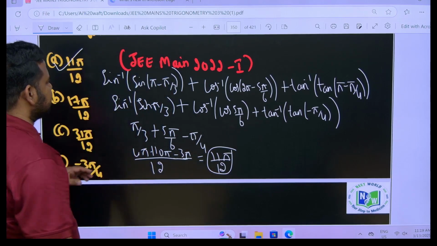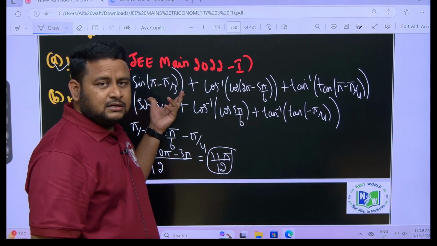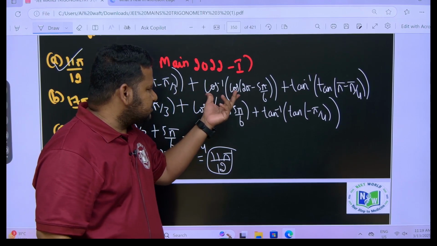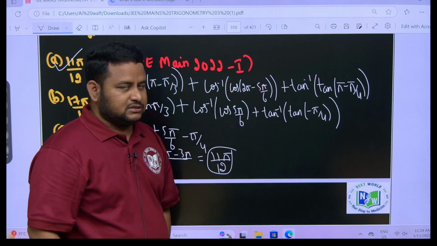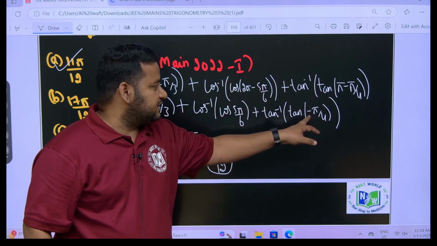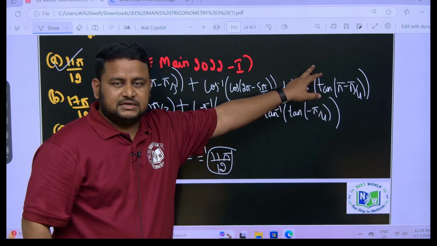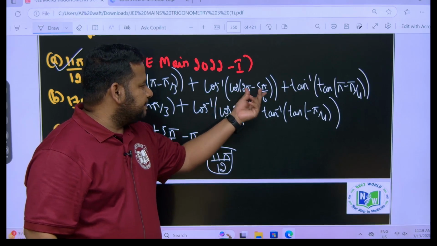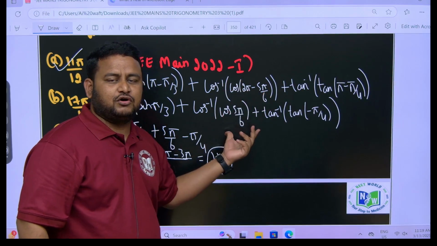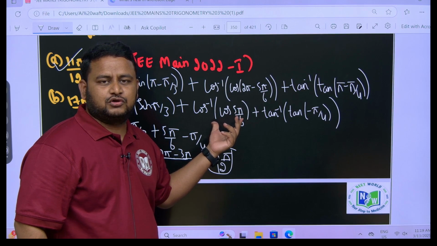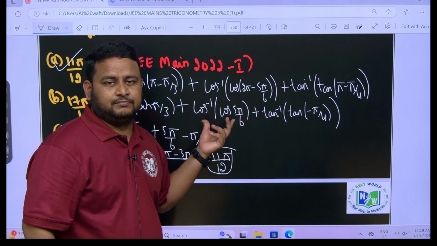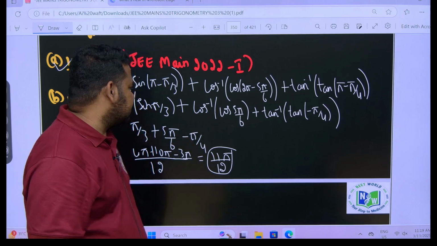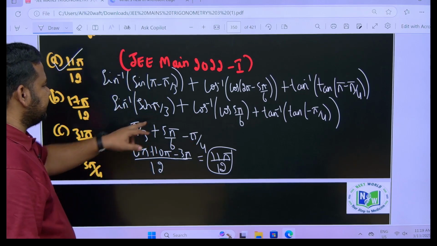Okay, so you must be careful while knowing the range of sine inverse, cos inverse and tan inverse. Tan of pi minus pi by 4, that is minus pi by 4, because tan in second quadrant is negative. Remember this. Here 2 pi minus pi by 6 is fourth quadrant. In fourth quadrant cos is positive. Okay, ASTC rule. And in second quadrant sine is positive.